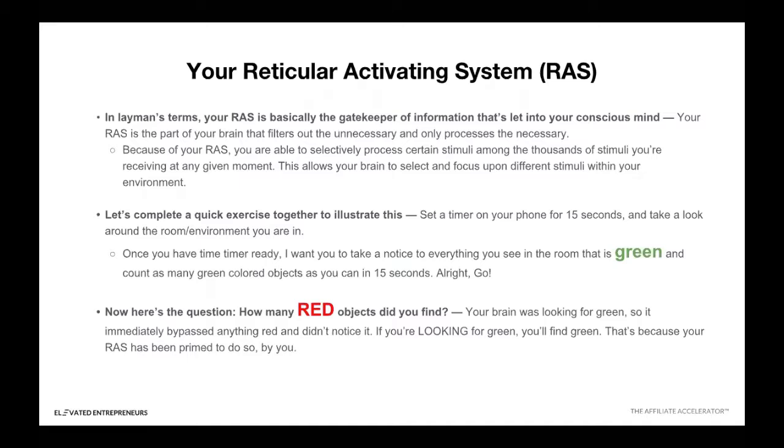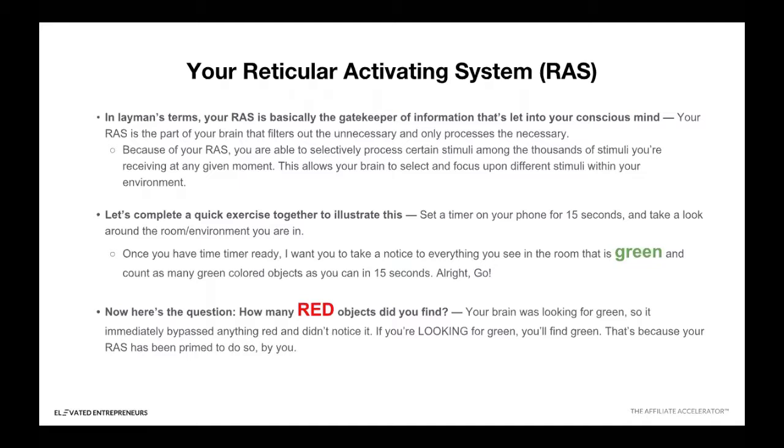It will actually morph what is there into what you want to see. So the reason that you've done that is because your RAS has been primed to do so. I primed you to say, look for everything that's green. Go, go, go. And then you're looking green, green, green. You're even calling things that aren't really green, green, in the effort of winning or doing it.